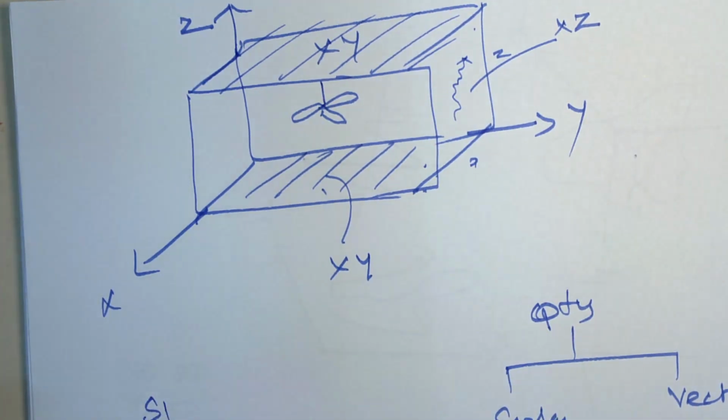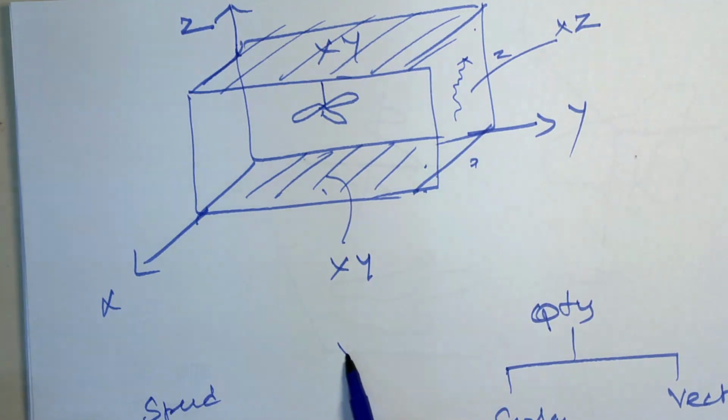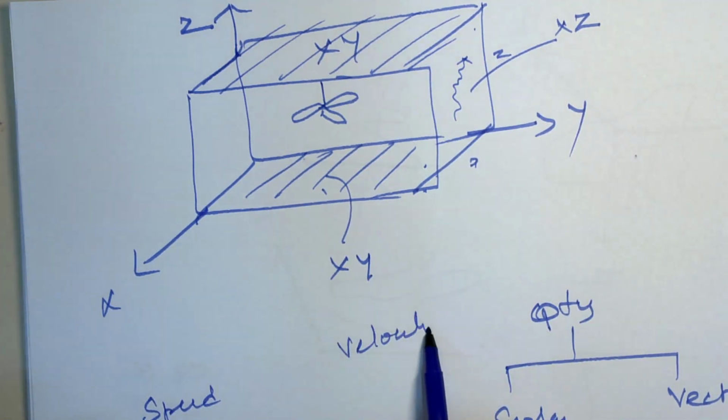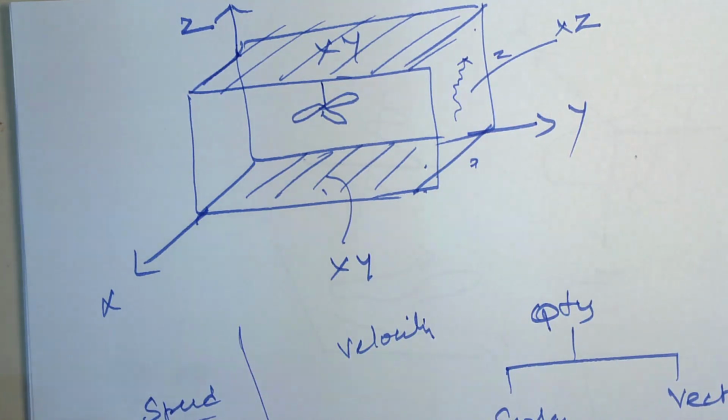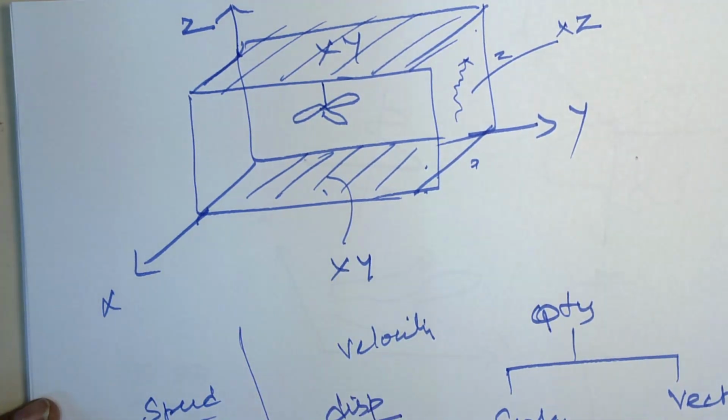Now you have got the speed and velocity. So what is the speed? Distance divided by time, right? And what about the velocity? Displacement divided by time. So you should know the difference between these two, right?